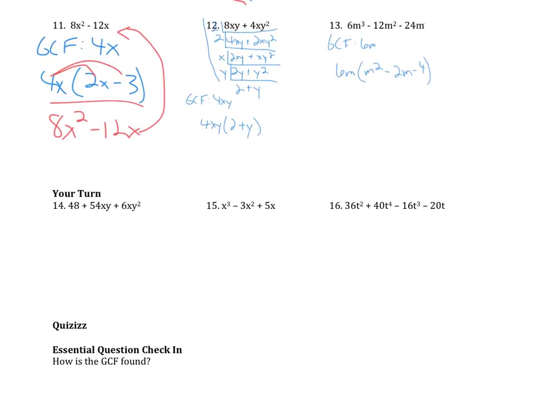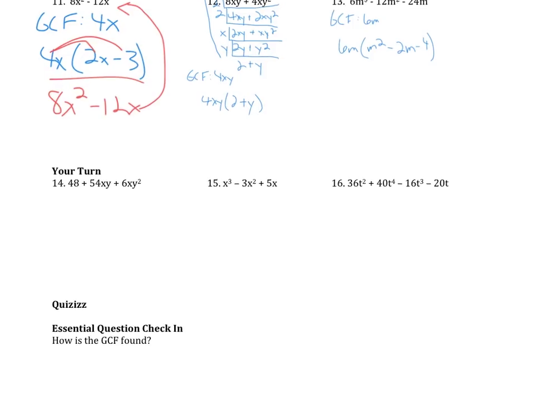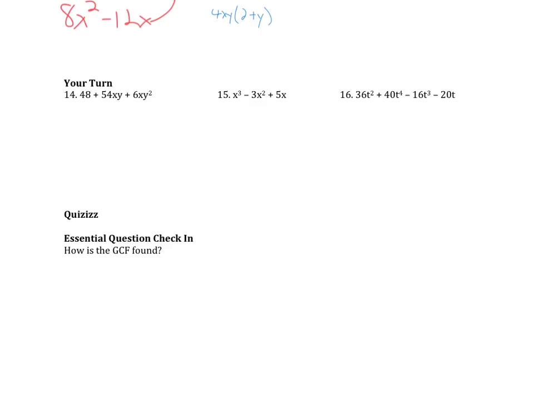Okay, your turn to do 14, 15, and 16. We will discuss those when we come into class. And then you have your quizzes to complete. And then our essential question is, how is the GCF found? So go ahead and answer for that as well, because we'll discuss that as well in class.